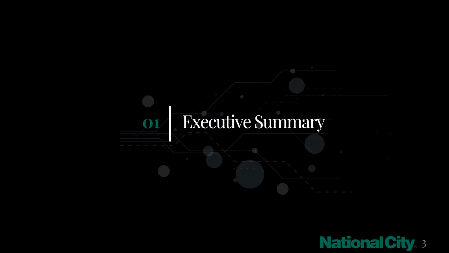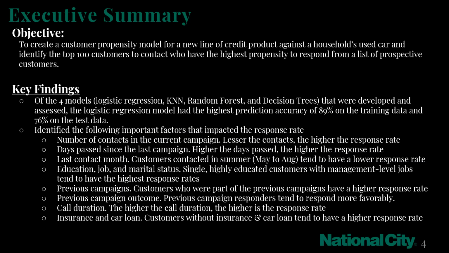So when you look at the executive summary, the objective of this exercise is to create a custom propensity model for a new line of credit product against a household used car. And the objective is to select the top 100 customers to contact who will have the highest propensity to respond from a list of prospective customers.